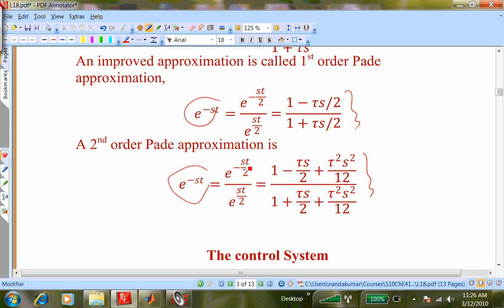Because that's e to the power minus x. When you do the expansion of e to the power minus x, you get 1 minus x plus x squared over 2 minus x to the power 3 over 6. That's just an expansion, a Taylor expansion. Does that answer your question?